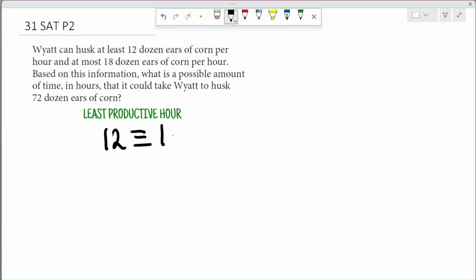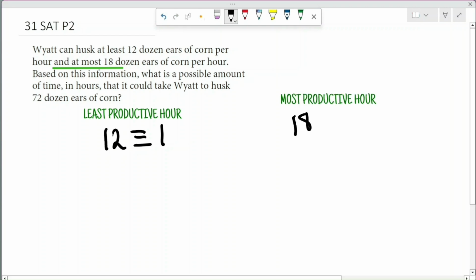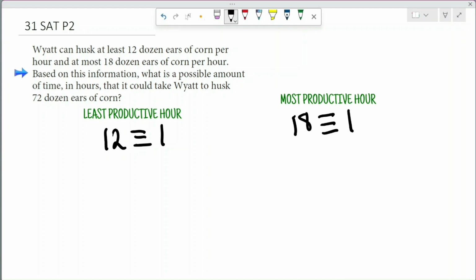Then the second part of the sentence is, and at the most, let's say at the most productive hour, he can do 18 dozen ears of corn per hour. So on the other side, 18 dozen ears of corn is equivalent to 1 hour at his most productive hour. We go to the second sentence. Based on this information, what is the possible amount of time in hours it will take Wyatt to husk 72 dozen ears of corn? That's taking into consideration his least productive hour and his most productive hour.